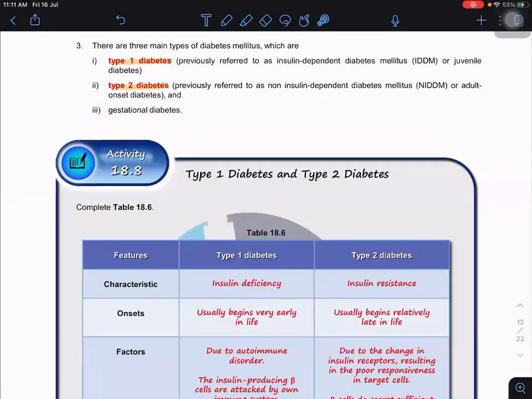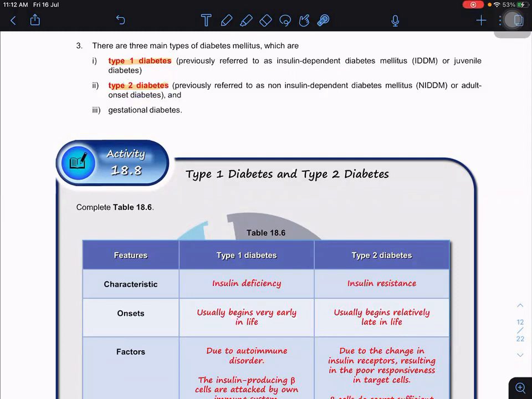Okay, so type 1 is also called insulin dependent, because patients with type 1 diabetes do not produce sufficient insulin. Therefore, the blood glucose level is high until glucose appears in the urine. Are you clear?